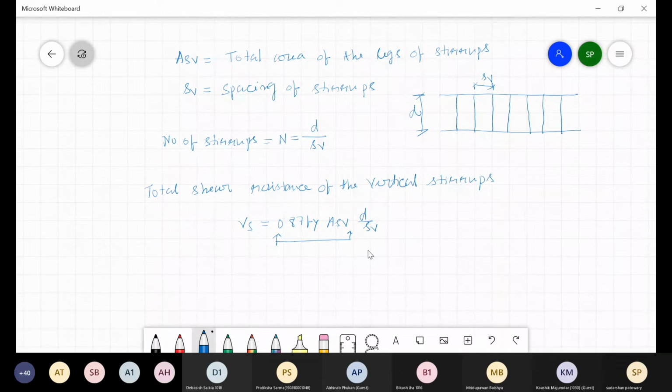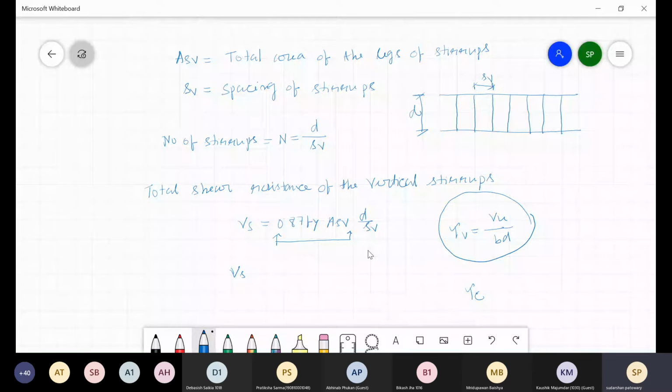Tau V is the shear force of this beam. That is equal to Vu by bd. This is the total shear force of the beam. Out of this total shear force, concrete can resist, up to a limit from Table 19, up to that limit, concrete can resist tau C.